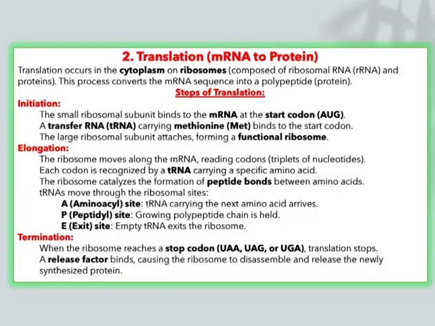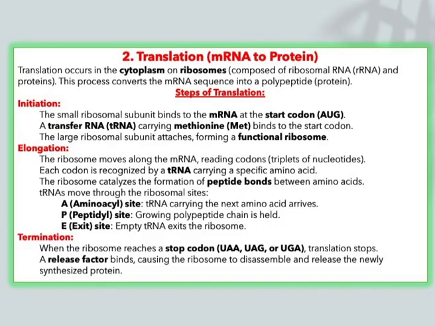The second step of translation is elongation. The ribosome moves along the mRNA reading codons. Remember, our genetic code is a triplet code. So the triplets of nucleotides are read as codons in the process of elongation. Each codon is recognized by a tRNA carrying a specific amino acid.